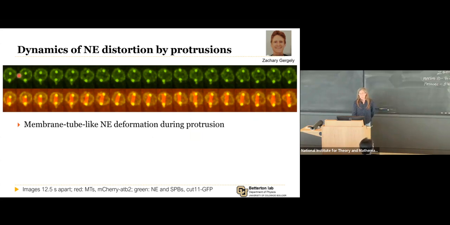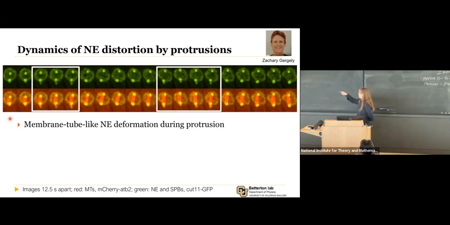So here's some imaging. The green is showing the nuclear envelope and spindle pole bodies. Red is showing the spindle. And here's an example of something we've seen and studied and think we more or less understand, that sometimes you can get little membrane tube-like protrusions that deform the nuclear envelope. So there's one there. Here's another one over there. I hope you can see them, especially in the green channel, right? They look like these little lines.